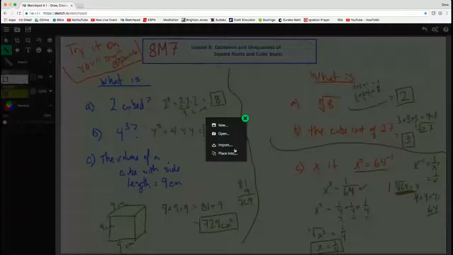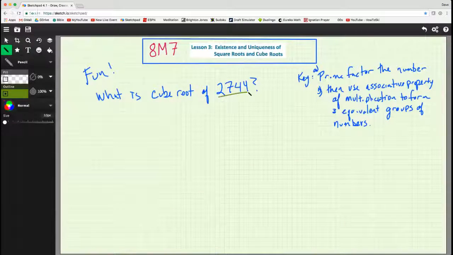Okay, now there's a problem that I saw in the book today, and it said, what is the cube root of 2,744? And so we got to find out what 3 numbers multiplied together equal 2,744. And I don't know that. There's no one who memorizes that except for maybe a person who, I don't know what they do with their time, that memorizes big numbers like this.